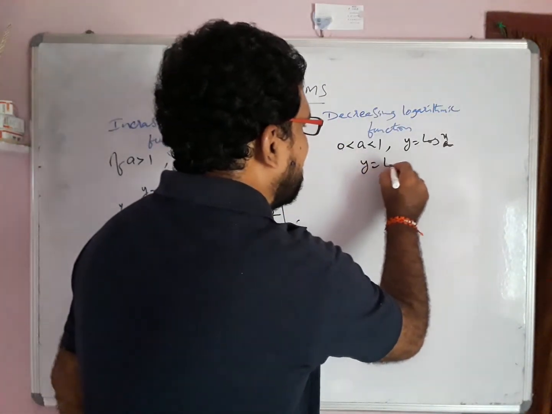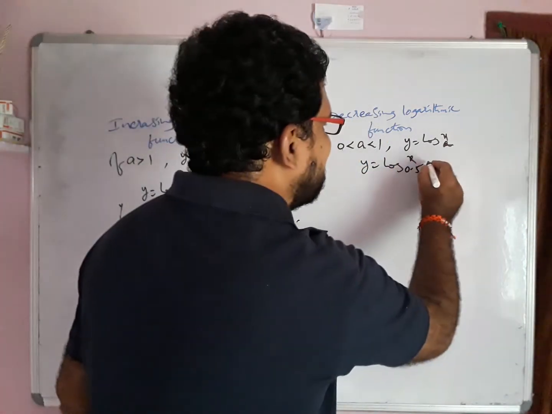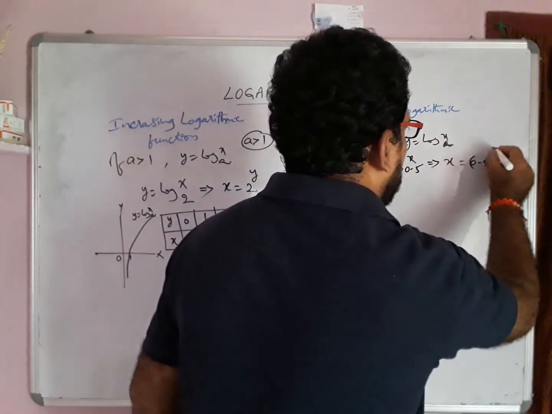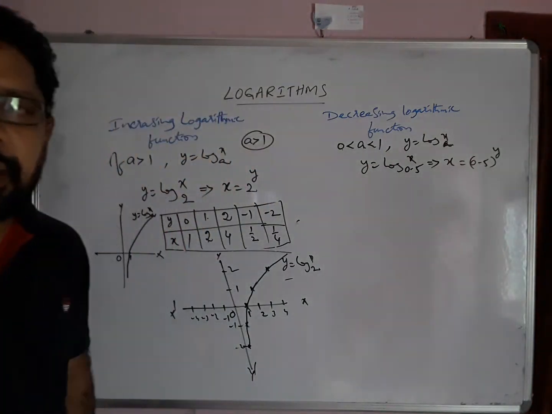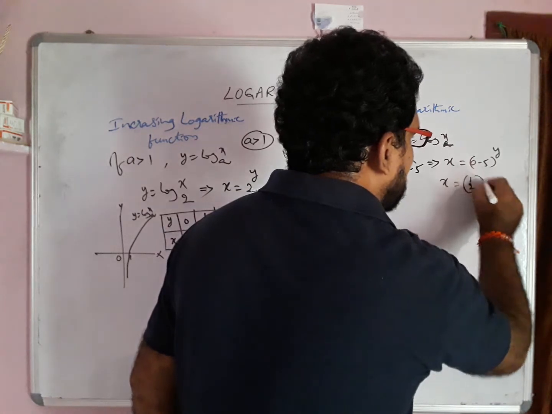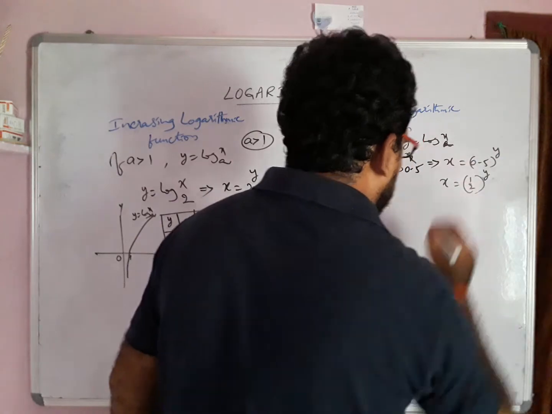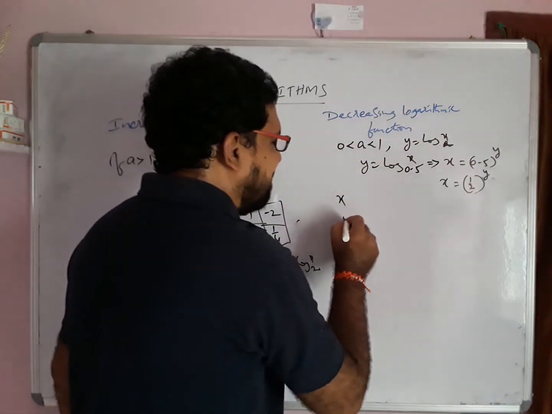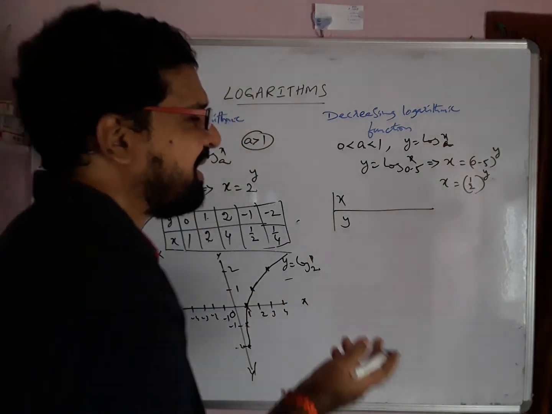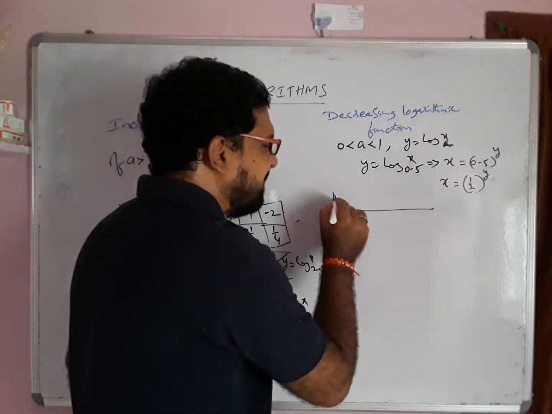y is equal to log x to the base 0.5. So this can be written as x is equal to 0.5 whole power y. One more step: 0.5 is nothing but 1 by 2, so x is equal to 1 by 2 whole power y. Here y should be the input and x should be the output. That is why y first, x next.